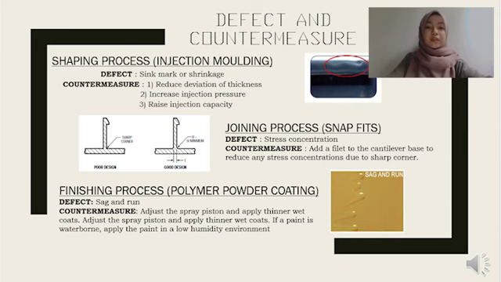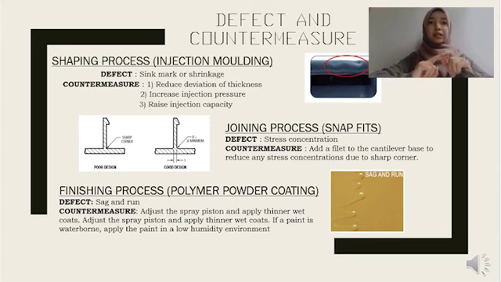Okay, these are the defects and countermeasures to manufacture the safety helmet according to the related processes. First, for the shaping process, which is injection molding, the defect that may occur is shrinkage or sink mark. The defect is caused by shrinkage that results from the slow cooling of the surface of the thick wall, as shown in the picture. The countermeasure for this defect is, first, we can reduce the thickness.